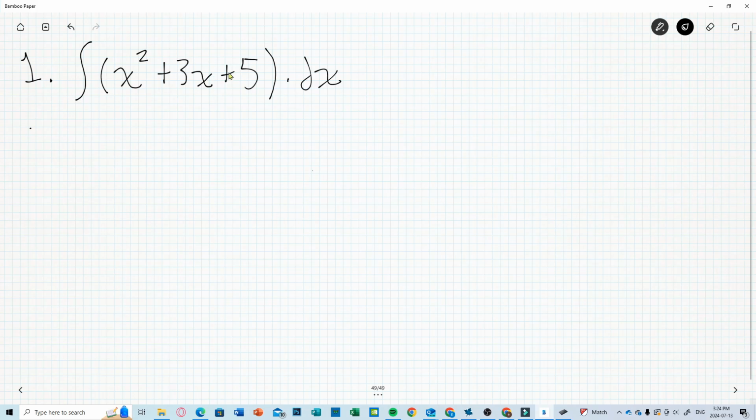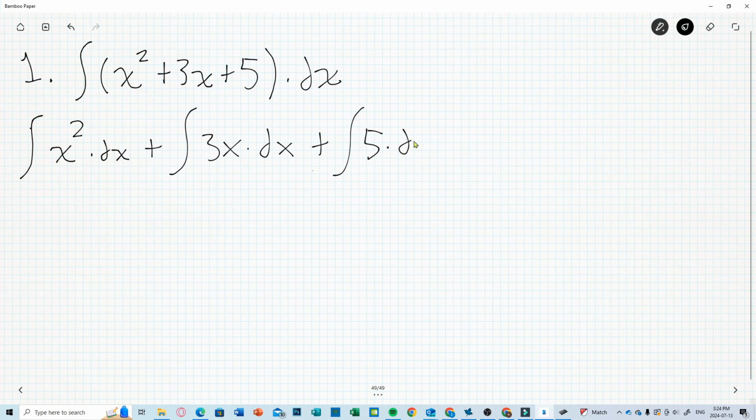So we'll notice that these are 3 things just added together, so we can split them up into 3 different integrals. It'll be the integral of x squared multiplied by dx, plus the integral of 3x multiplied by dx, plus the integral of 5 multiplied by dx. Now this is a lot easier to work with, and it's just the simple rule of adding 1 to the exponent and dividing it by the same thing.